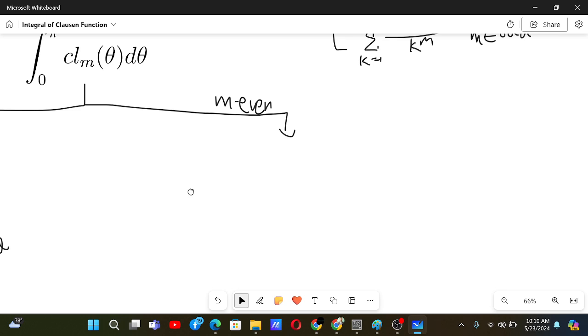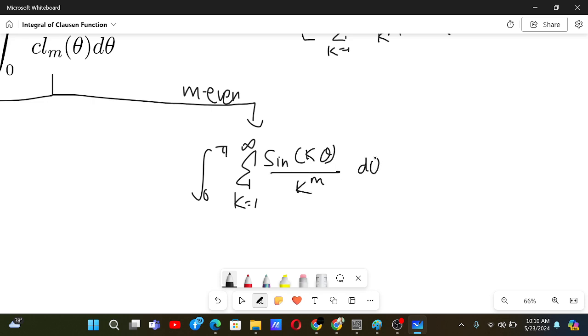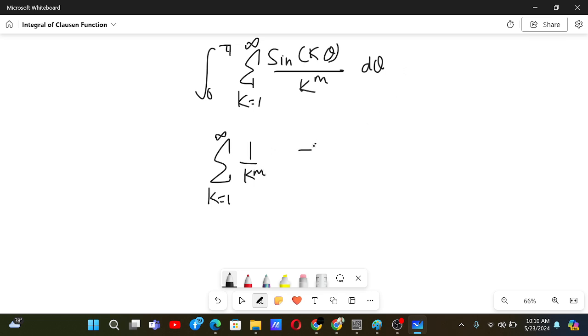But now let's look at the other case, when m is even. The definition now becomes the sum from k equals 1 to infinity of sine of k theta by k to the power m d theta. Now we can interchange the sum and integral as always. The sum from k equals 1 to infinity, and 1 by k to the power m is constant for the integral, so we can take it out. Its integral will be minus cos k theta by k going from 0 to pi.